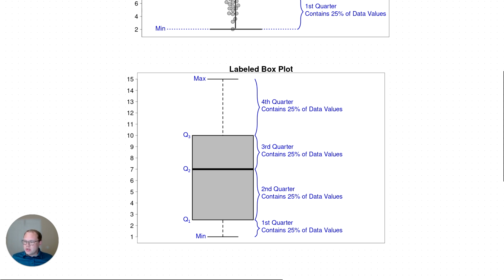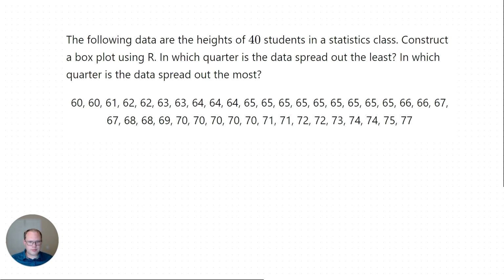So let's look at a couple examples here. The following data are the heights of 40 students in a statistics class. Construct a box plot using R. In which quarter is the data spread out the least? In which quarter is the data spread out the most? So first off, how do we actually construct a box plot in R?